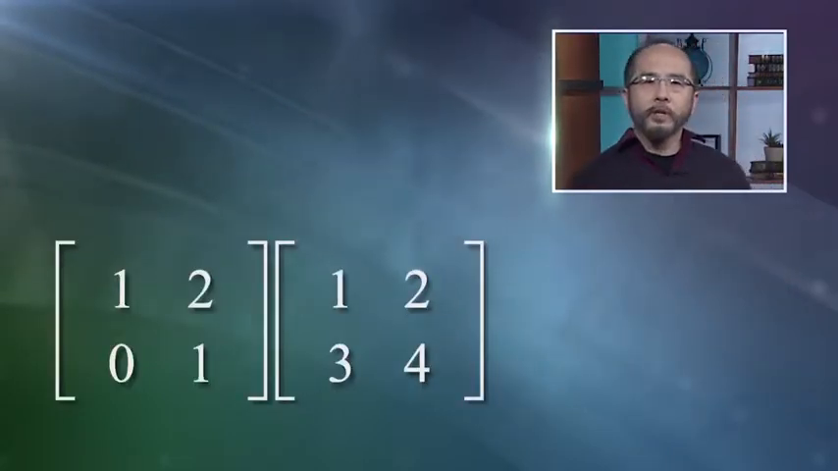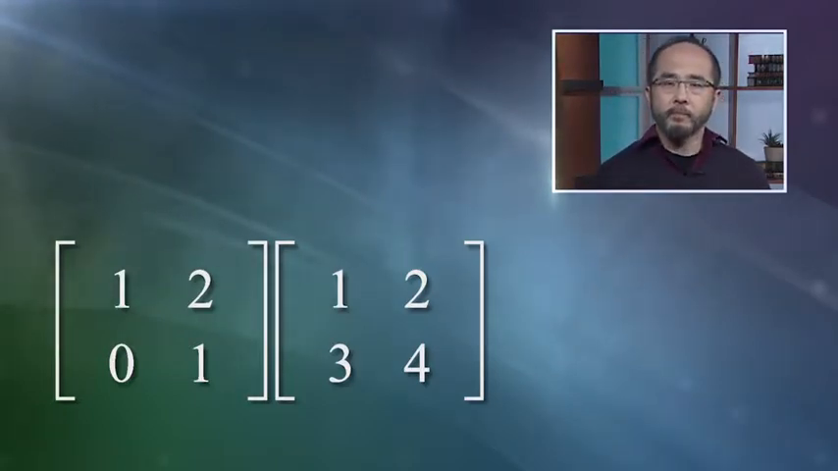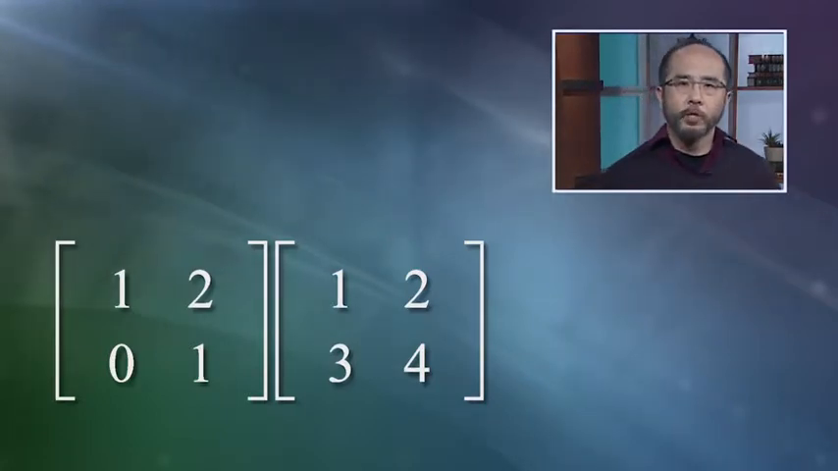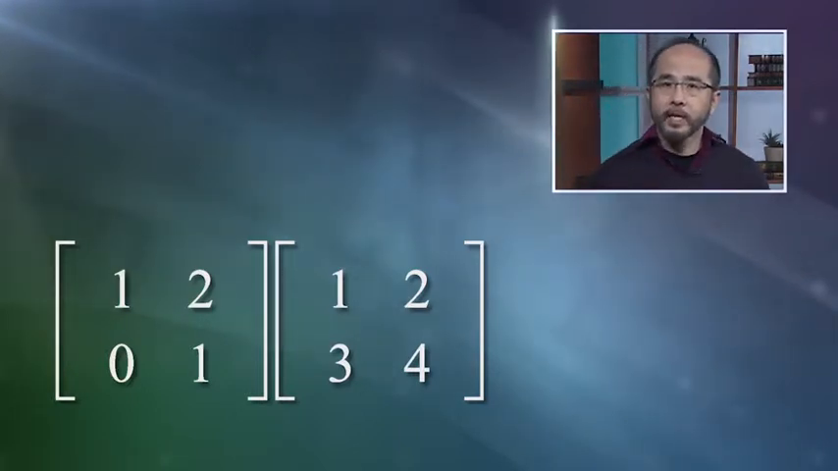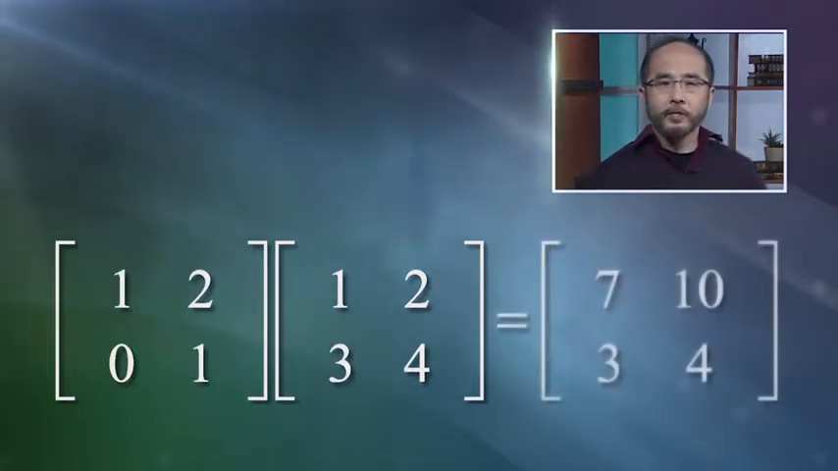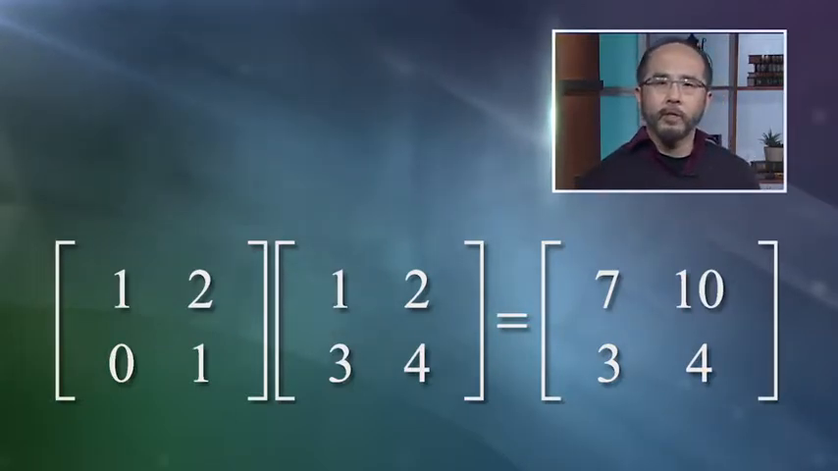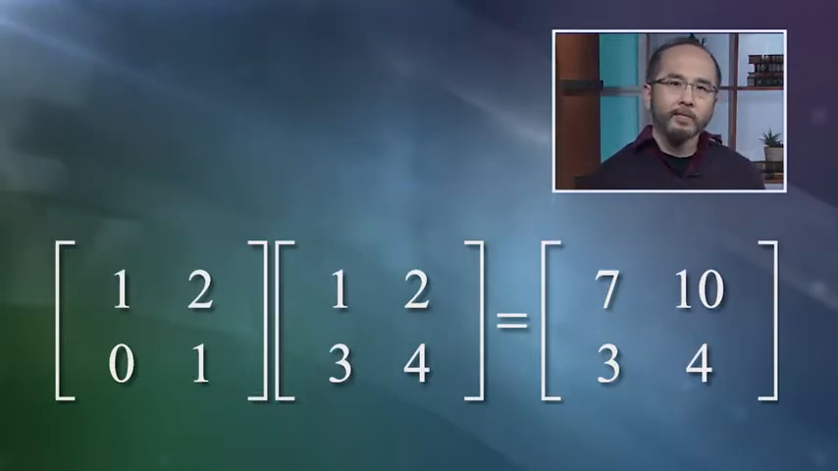Similarly, the row operation of adding twice the second row to the first row also has a matrix that represents it. If you multiply the matrix 1, 2, 0, 1 times the matrix 1, 2, 3, 4, that will perform the row operation of adding twice the second row of 1, 2, 3, 4 to the first row of 1, 2, 3, 4. Check it yourself. You should get 7, 10, 3, 4. The second row is unchanged. The first row is now the original row, 1, 2, plus 2 times the second row, 3, 4, as I claimed.